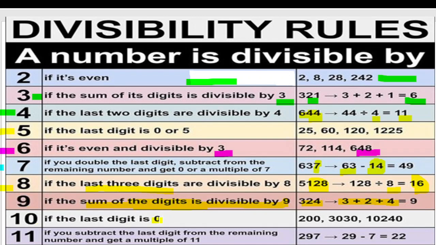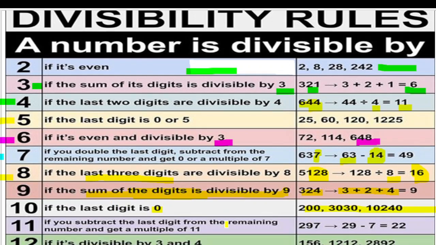A number is divisible by 10 if the last digit is 0, like for example 200, 3030, 1240.